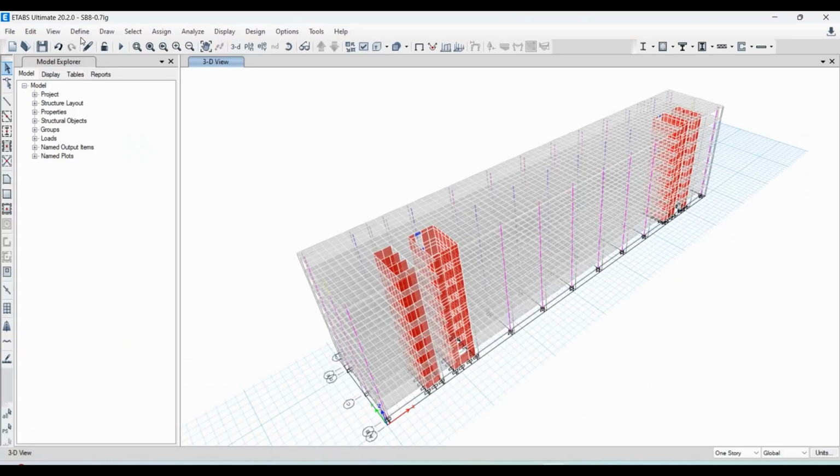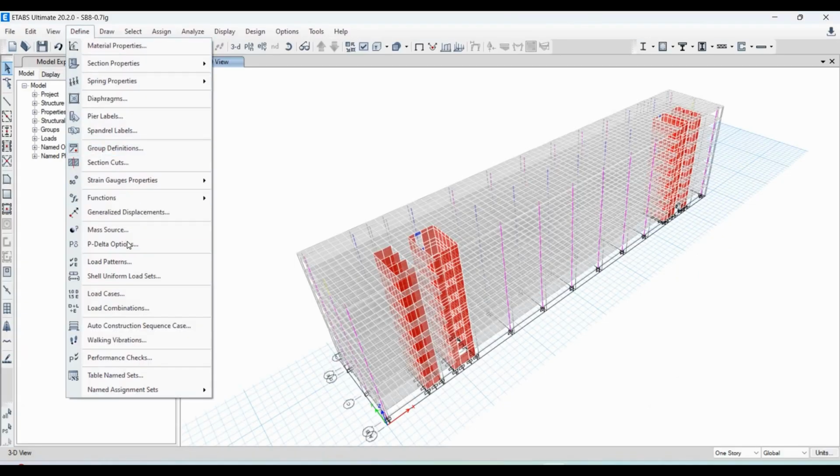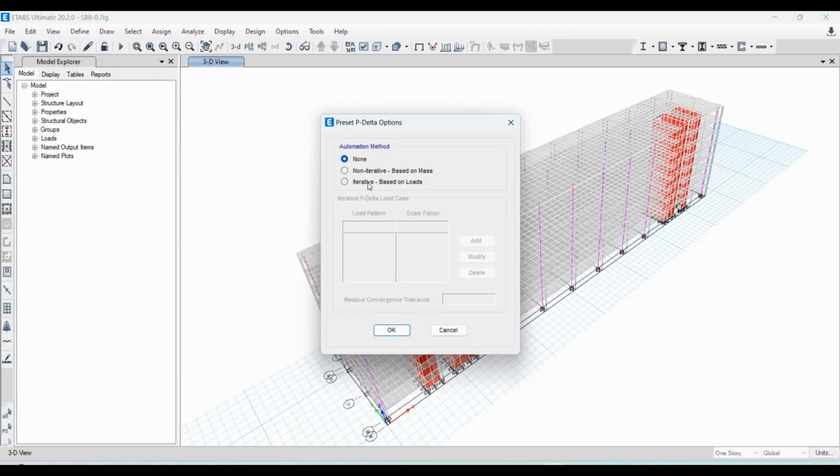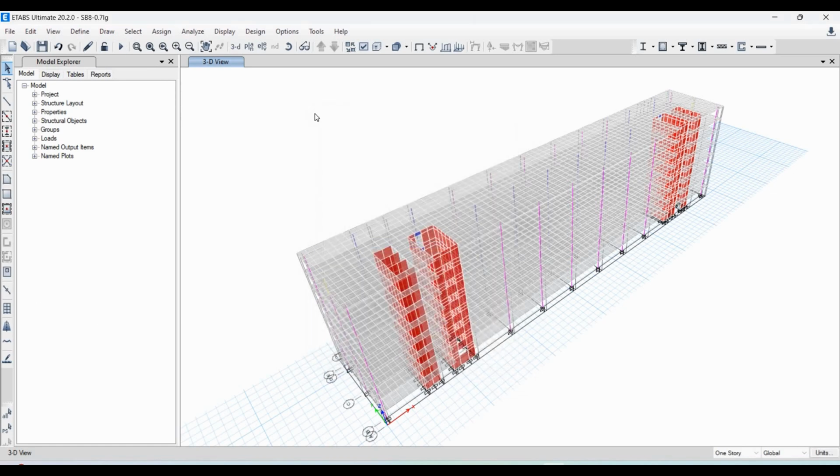And lastly, if we need to include the P delta effects, we need just to go to this option here, and we need to choose the iterative based on loads, and add the load patterns that we need, for example, the super dead here, and we need also the live load, and I usually use the 25% as I have mentioned for you. And that's actually all we need to do inside ETABS. If I run the analysis now, the P delta effect will be included, but I will not include it.